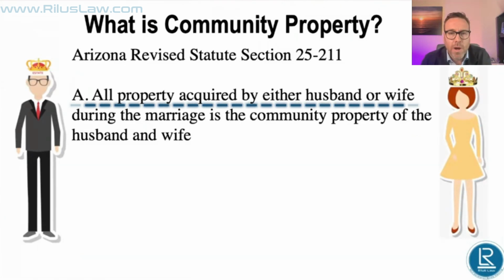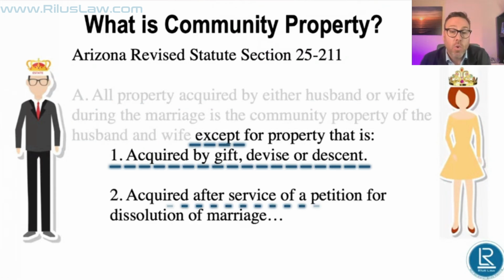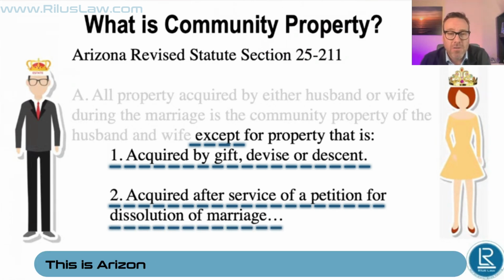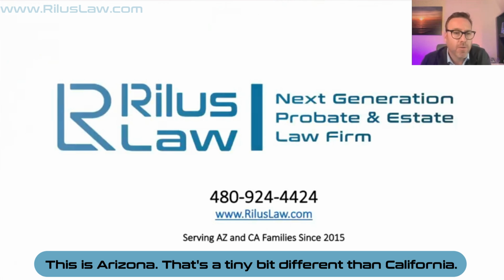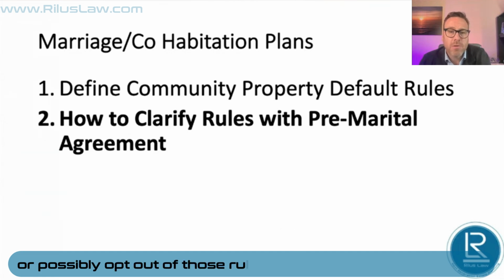It's all property acquired by either husband or wife during the marriage is the community property of the husband and wife, except if it's acquired by gift, devise, or descent, or acquired after service of petition for dissolution of marriage. This is Arizona, so that's a tiny bit different in California. So next, let's look at how you can clarify or possibly opt out of those rules with the premarital agreement.